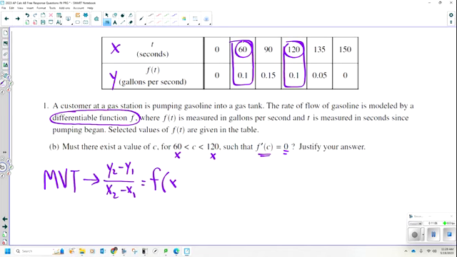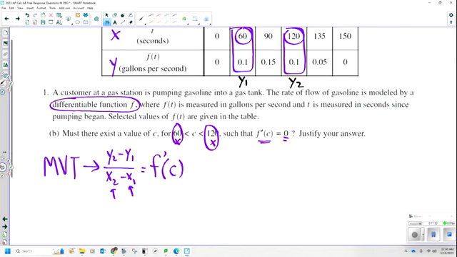Instead of putting an x here, they make that a c. How come? Because they put x's here, I guess. There has to be some point in our interval. Now, my interval goes from 60 to 120. So let's do our change in y over change in x of the above figures. We'll call this one y2, this one y1, this one could be our x2, and this one could be our x1. So let's go ahead and do that.